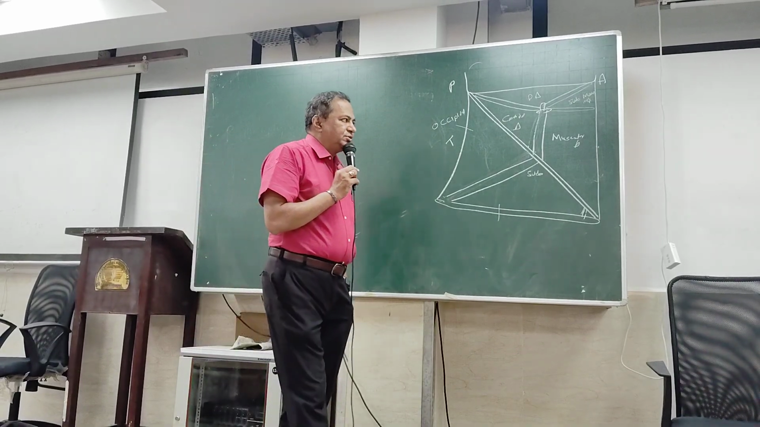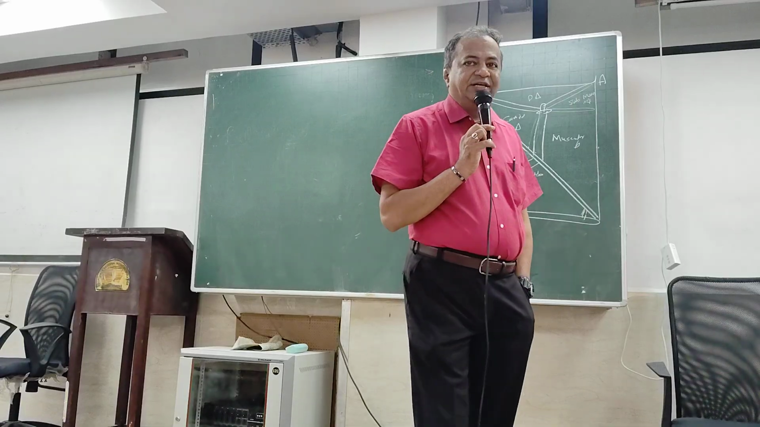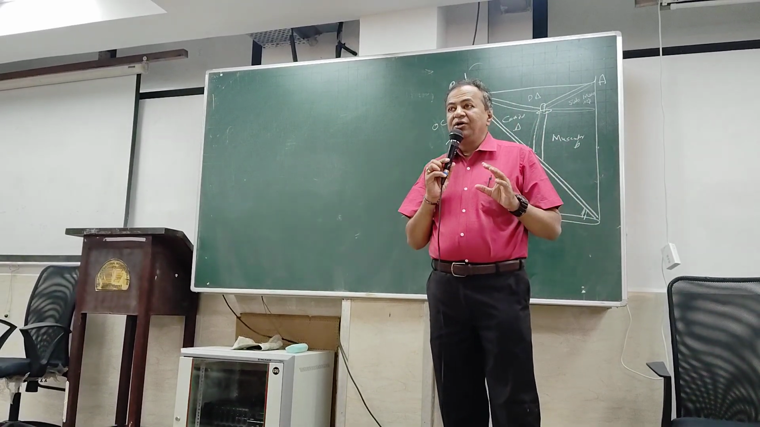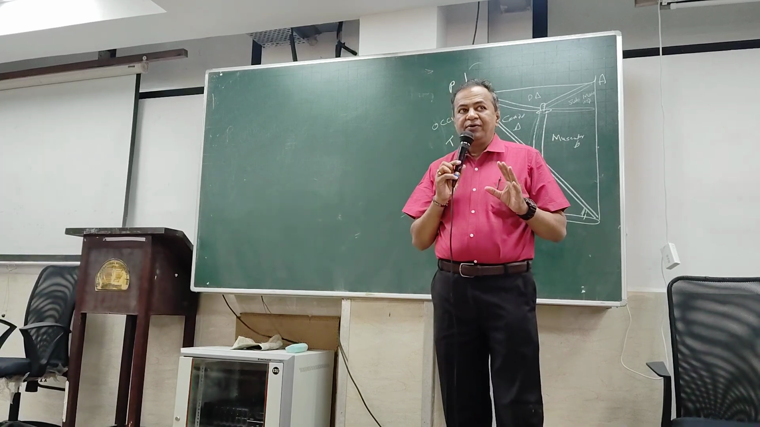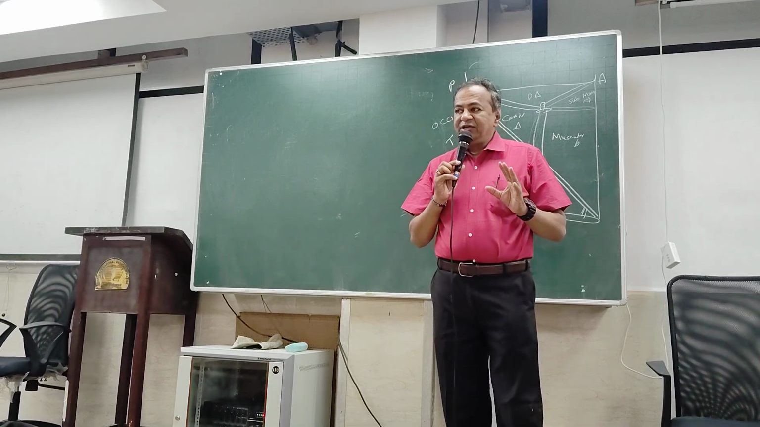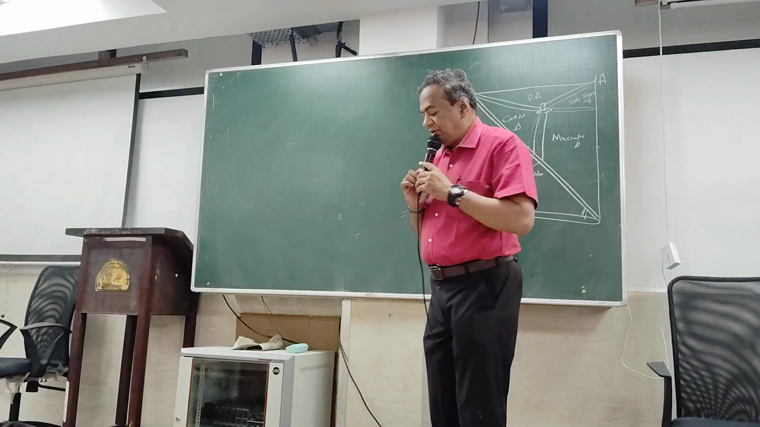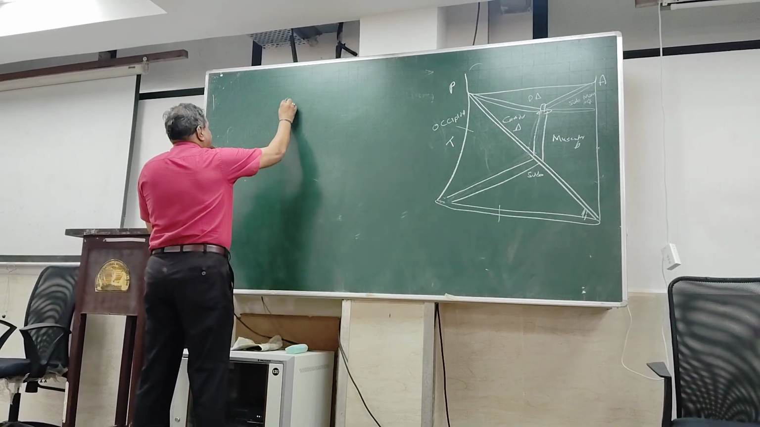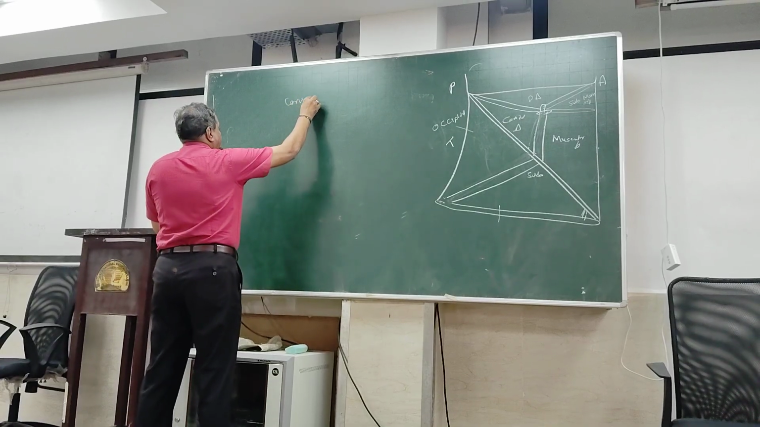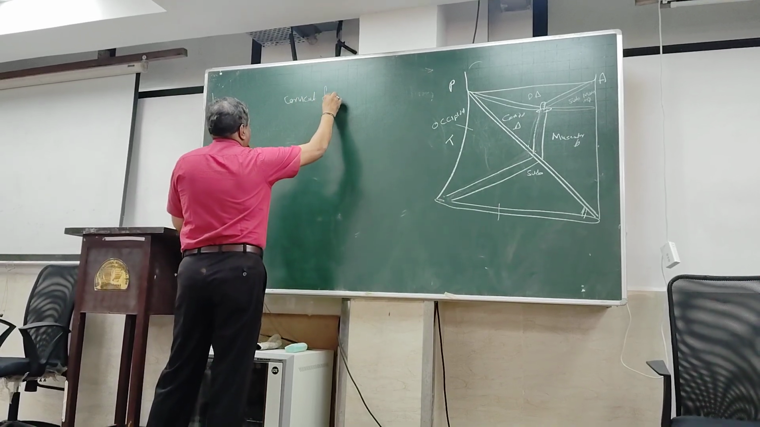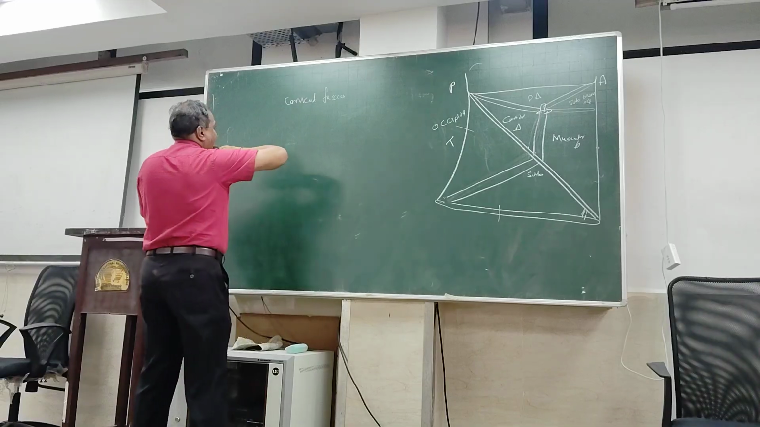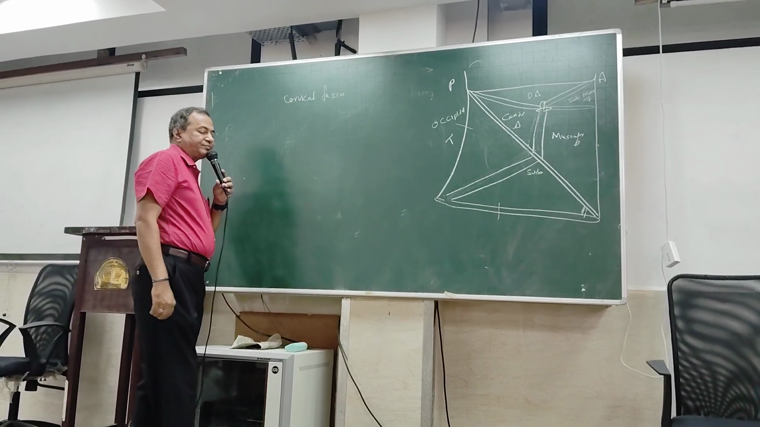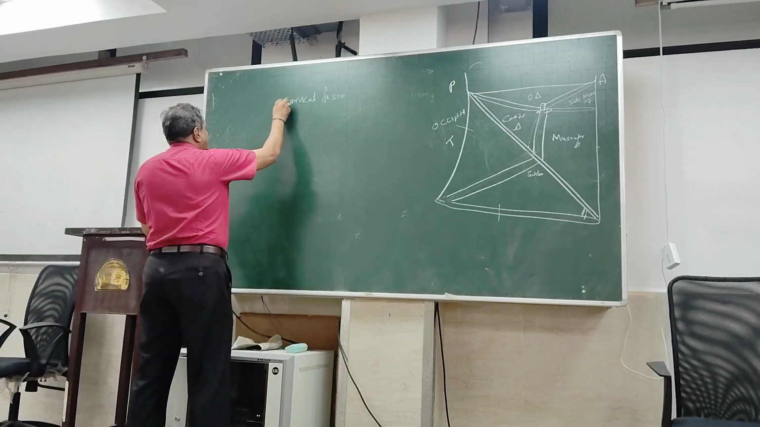Skin, superficial fascia, deep fascia. Now when it comes to the deep fascia of the neck, the deep fascia of the neck is called the cervical fascia. This cervical fascia has 3 layers.